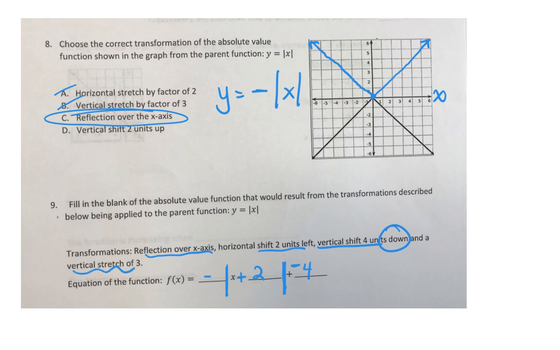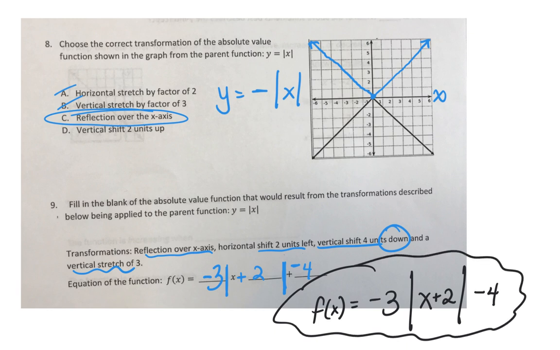And a vertical stretch of a 3. So that's not just going to be a negative out here. We're going to put a negative 3 out there. So what this would look like in a prettier way: f of x equals negative 3 times the absolute value of x plus 2, minus 4.